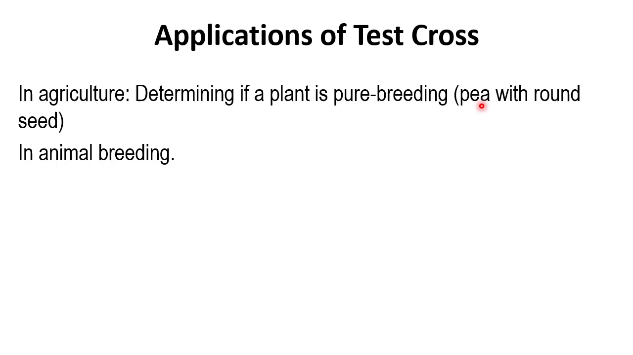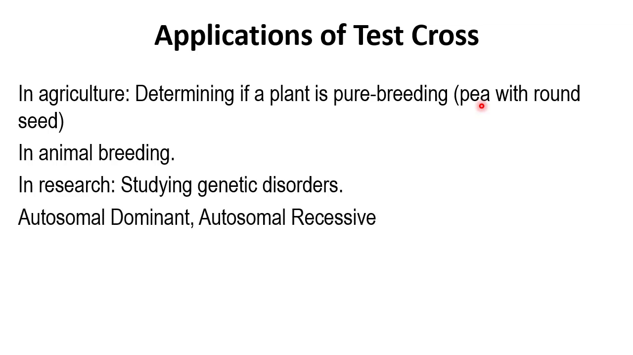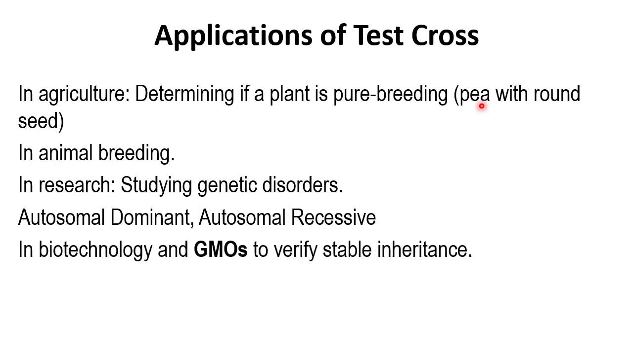If you talk about animal breeding, if you are interested in an animal, for example, a cattle that is very massive, you can use this test cross. In research, if you talk about human beings, test crosses are very important in studying genetic disorders, like the autosomal dominant condition and the recessive condition. And in biotechnology and genetically modified organisms, they are very important, because if you want to verify the stable inheritance of these organisms, you can use the test cross.